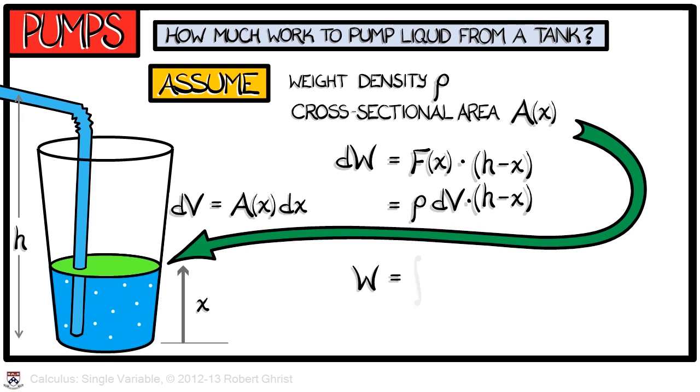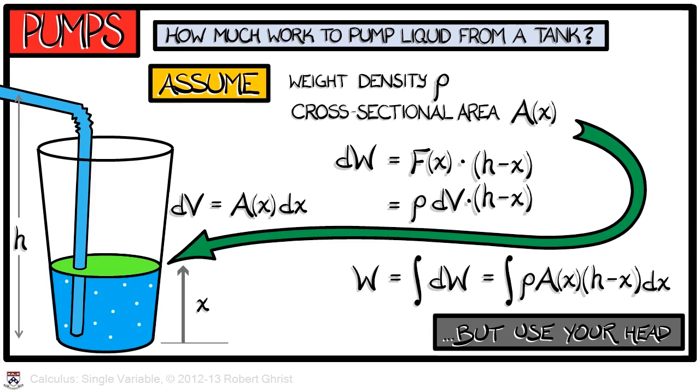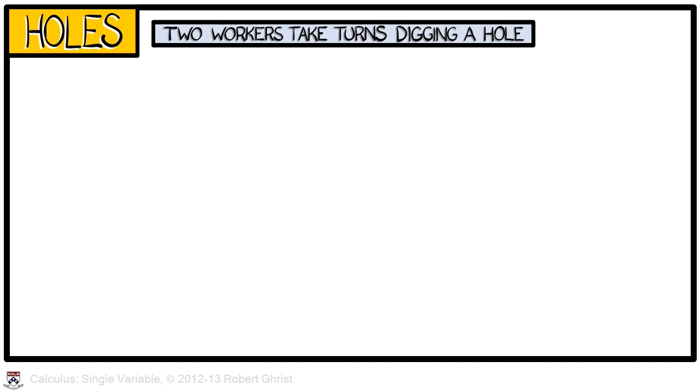Therefore, we can compute the work in this case by integrating the work element, by taking the integral of rho times A of x times h minus x dx. But don't memorize this formula. When you see a problem of this form, work it out for yourself. You might be pumping the fluid up. You might be pumping the fluid to a lower level. You're going to have to work out the work element. This type of reasoning is valid in many different contexts.